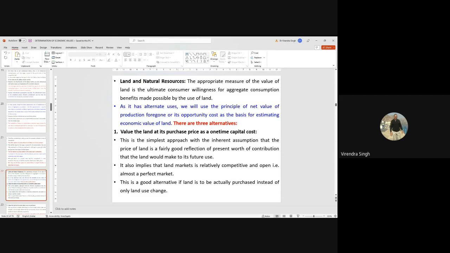Similarly, land can be used as a capital investment. This is the simplest approach, with the inherent assumption that the price of land is a fairly good reflection of the present worth of the contribution that the land would make to its future use.